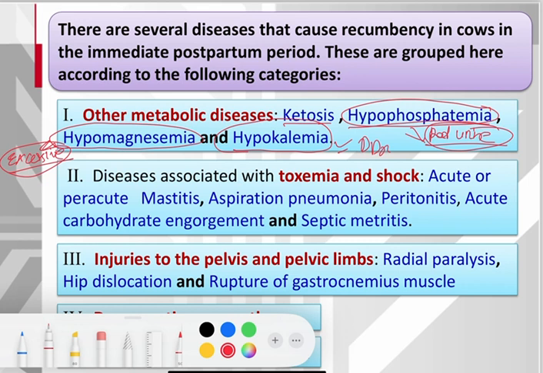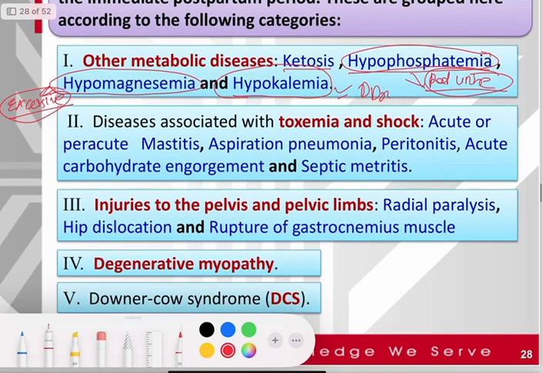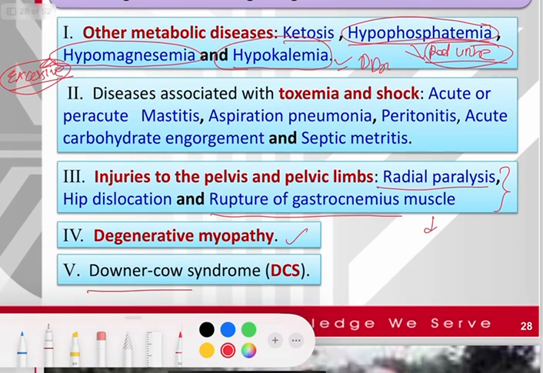Diseases associated with toxemia and shock, like acute or peracute mastitis, aspiration pneumonia, peritonitis, acute carbohydrate engorgement, and septic meningitis. Injuries related to pelvis and pelvic limb, like radial nerve paralysis, hip dislocation, rupture of gastrocnemius muscle. In all these conditions, the animal will be in recumbent stage. Either it can be sternal recumbency or lateral recumbency. So we have to differentially diagnose the diseases accordingly. It can be a degenerative myopathy or Downer cow syndrome, which is a sequela of milk fever.